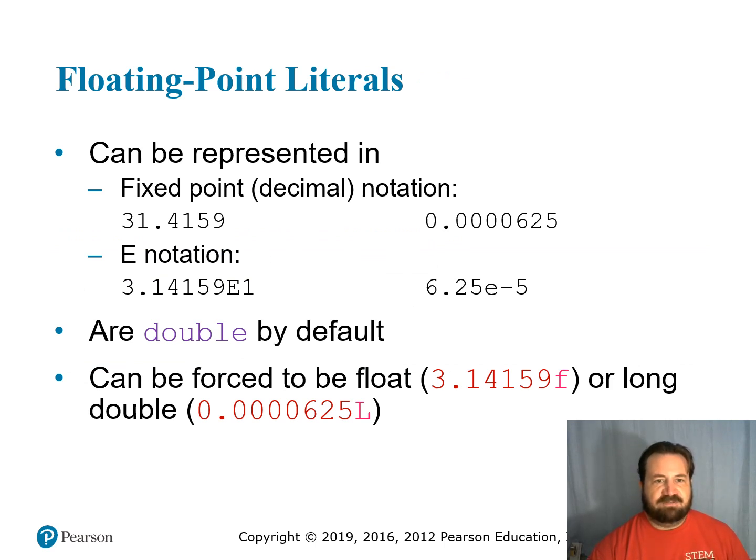How do you specify a floating point? Floating point literals can be given in fixed point notation, where you just write them out as you would with a decimal point on paper, or they can be used with E notation, where the E represents times 10 to the power. Okay, so 3.14159E1 means times 10 to the 1. 6.25e-5 means times 10 to the negative 5.